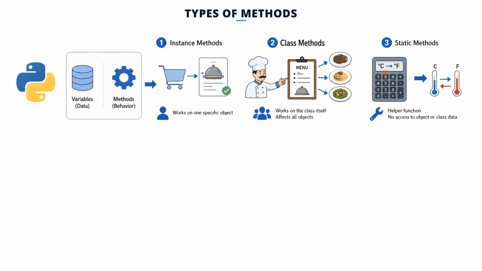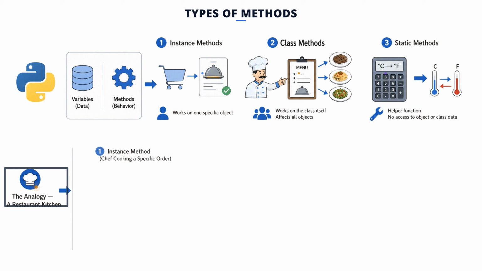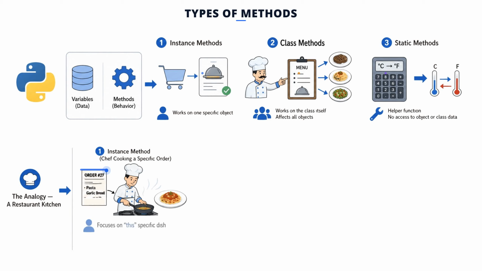To really understand how these methods interact with data, let's look at the environment of a restaurant's kitchen. An instance method is exactly like a chef cooking a specific customer's order. The chef is looking at this order ticket right here and working on this specific dish right now. In code, we represent this specific focus on a single object using the keyword self.